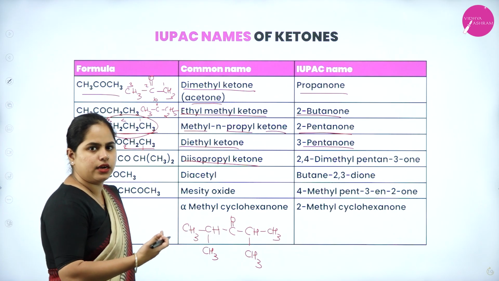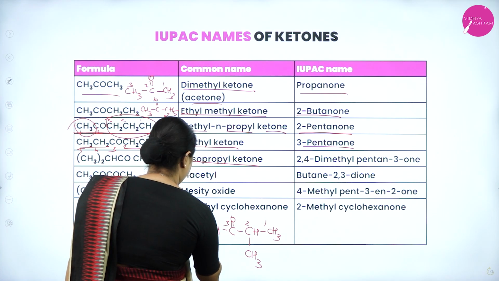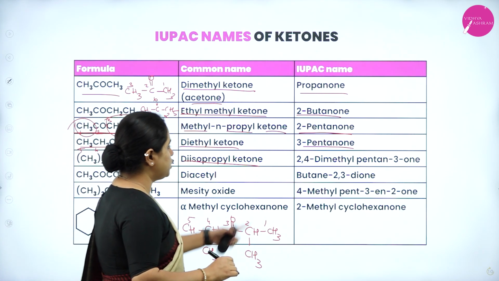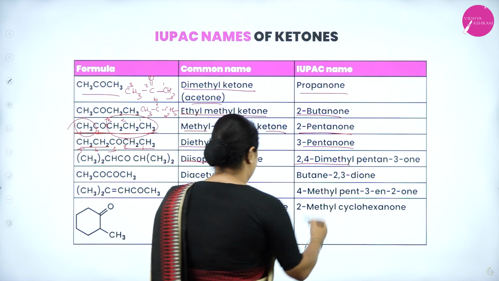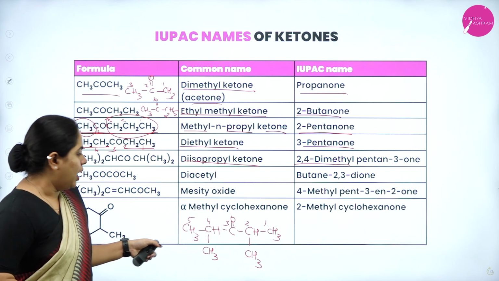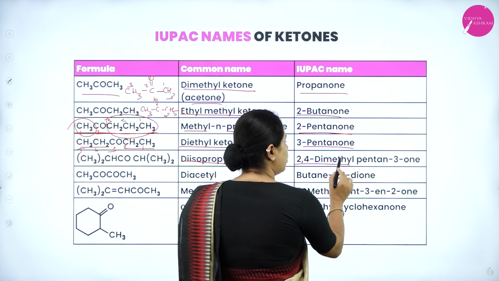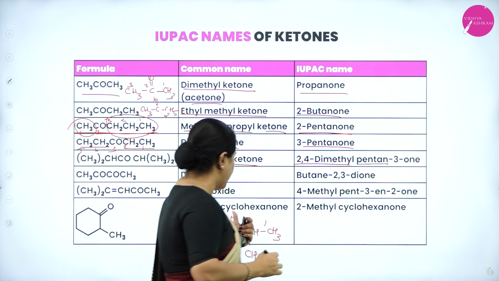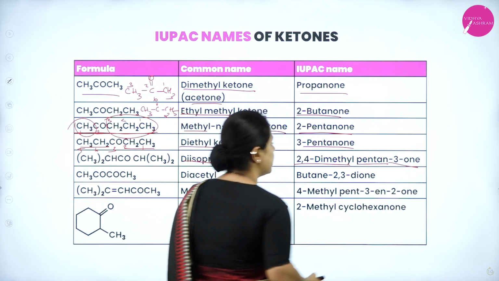IUPAC name, how will you number? Either from either direction you can number it. So it will be 1, 2, 3, 4, 5. Right. So this is going to be 2, 4 on the second and fourth carbon atom. 2, 4 dimethyl and pent will be there, and on the third carbon atom you have the functional group. It is going to be 2, 4 dimethyl pentan you will write, and on the third carbon atom the ketone is present. So that also you have to mention as 3-one.